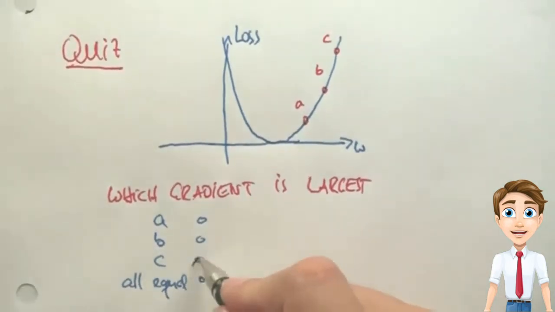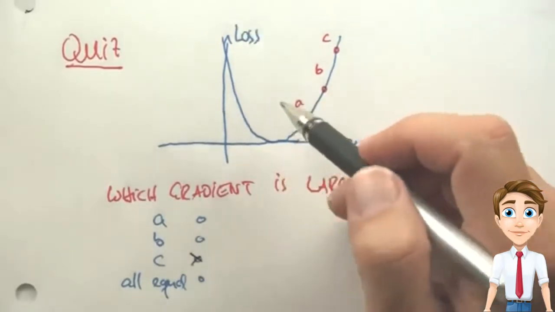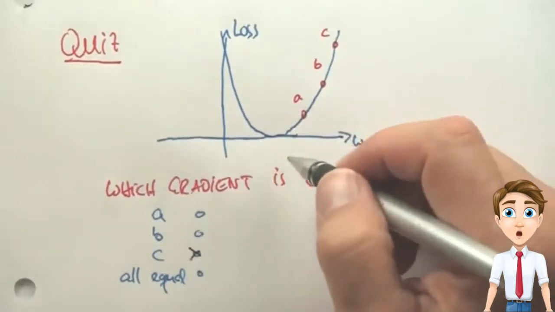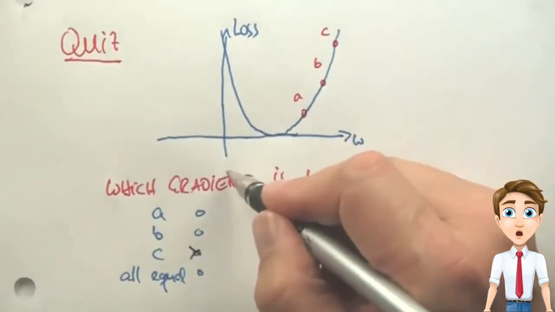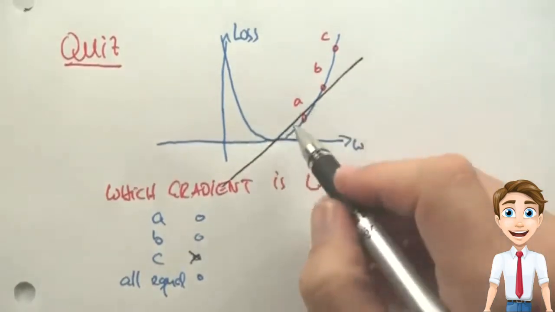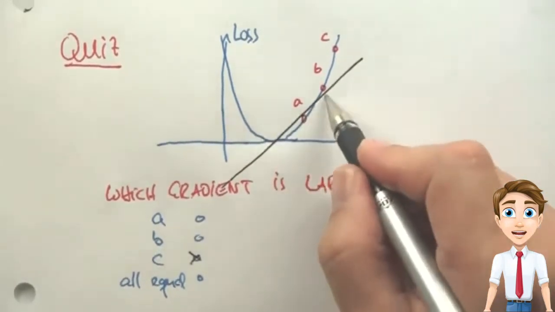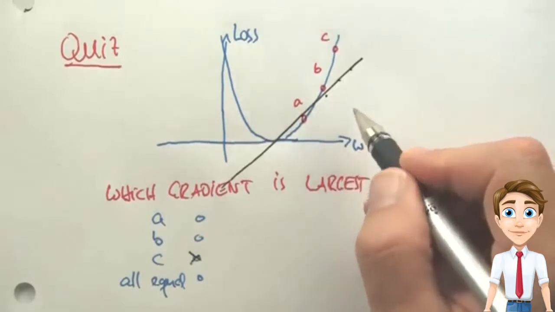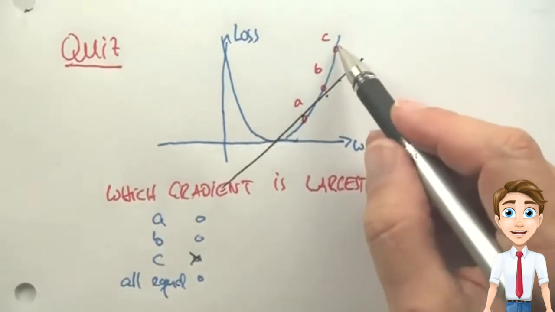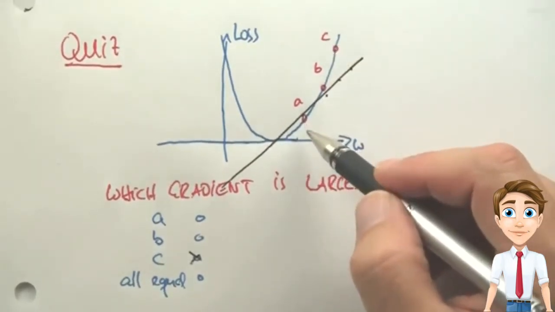And the answer is C. The derivative of a quadratic function is a linear function, which will look about like this. And as we go outside, our gradient becomes larger and larger. This is over here much steeper than this curve over here.